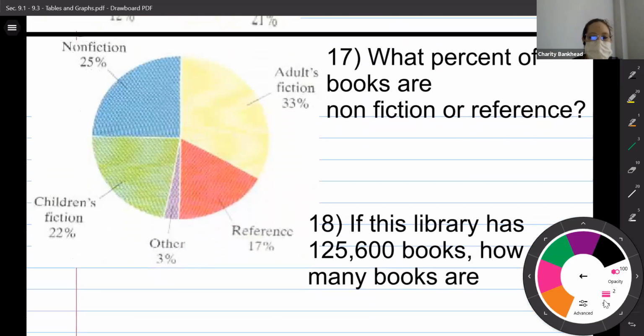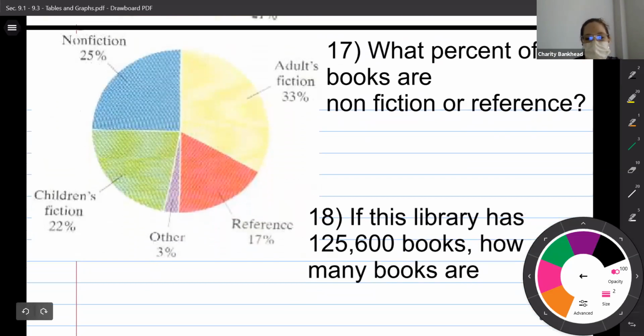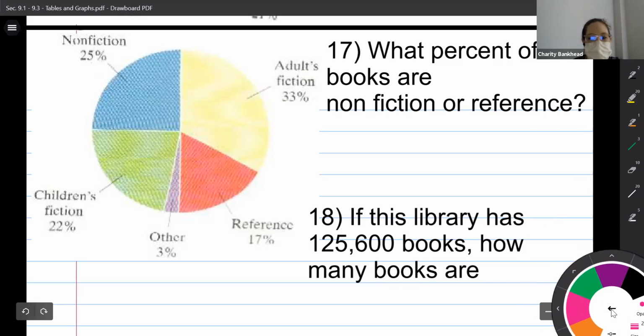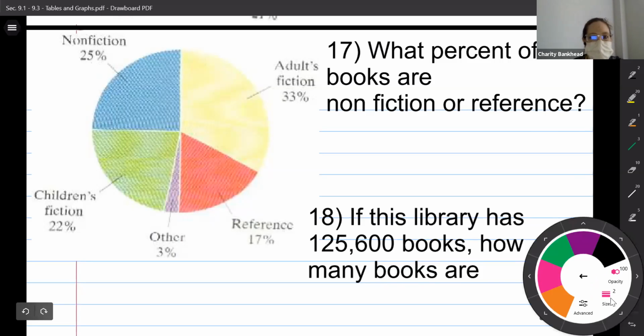Okay, and another pie chart showing the percentage of different types of books in a library. Says what percent of books are nonfiction or reference. So we would add the nonfiction plus the reference. So that would be 25% plus 17% equals 42%.